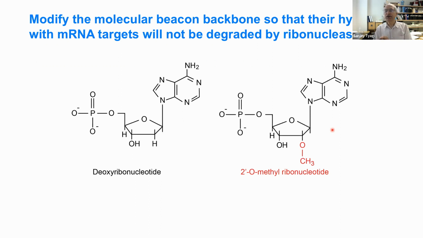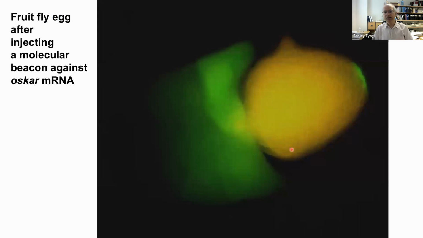And so we said to ourselves that a DNA beacon is not very good, so we modified the backbone of the beacon. Every nucleotide at the second position in the sugar had a methoxy group in place of a hydrogen. And this modification does 2 things. One, the probe can bind more avidly with a higher affinity. And second, it is not a substrate for ribonuclease H. And so we made such probes.